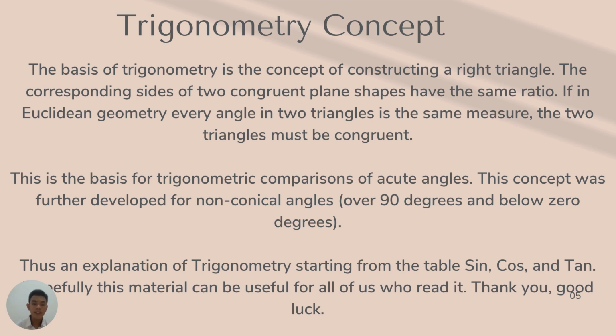The concept of trigonometry. The basis of trigonometry is the concept of constructing a right triangle. The corresponding sides of two congruent plane shapes have the same ratio. If in Euclidean geometry every angle in two triangles is the same measure, the two triangles must be congruent. This is the basis for trigonometric comparison of acute angles. This concept was further developed for non-conical angles over 90 degrees and below 0 degrees.